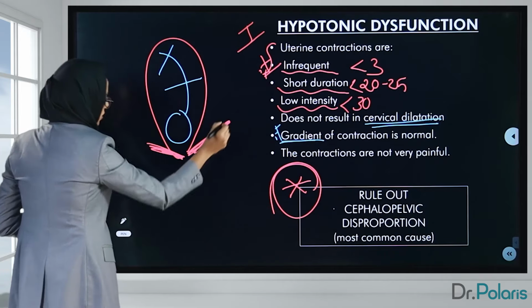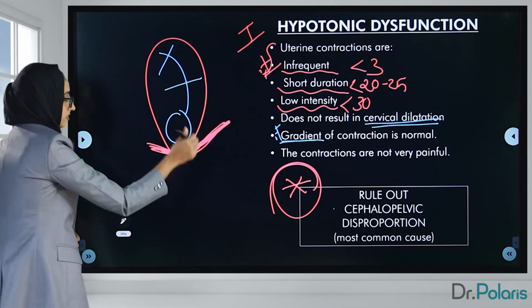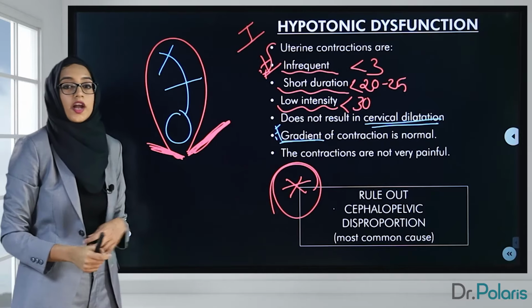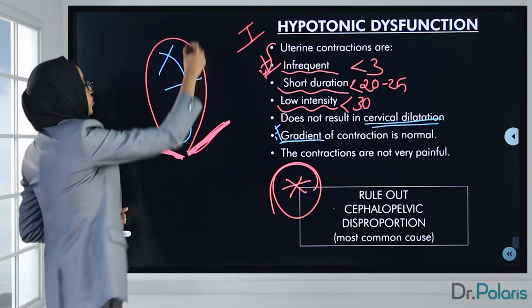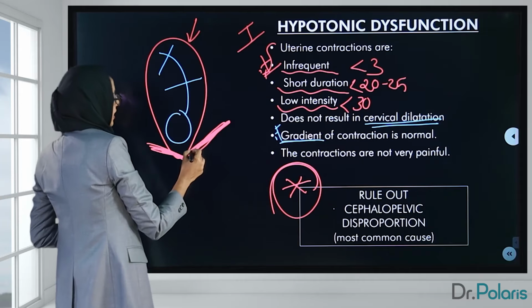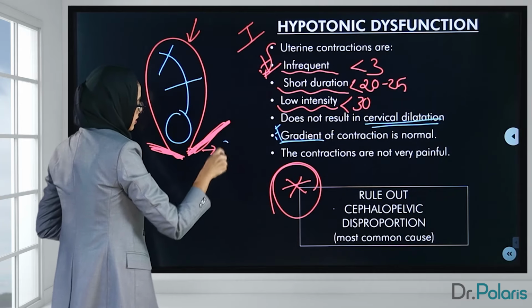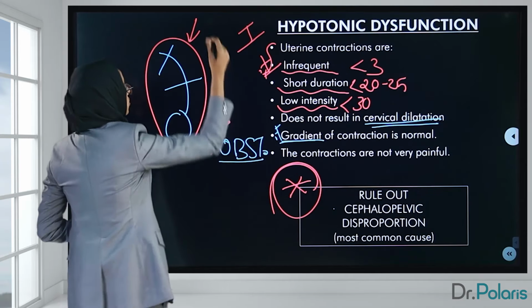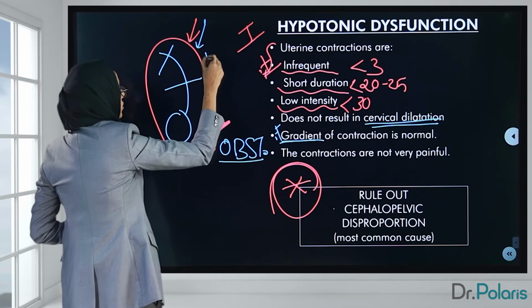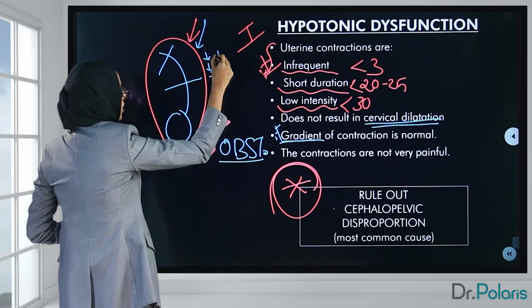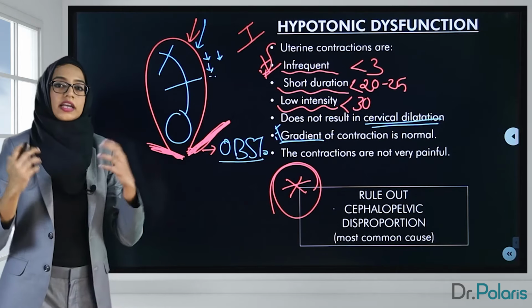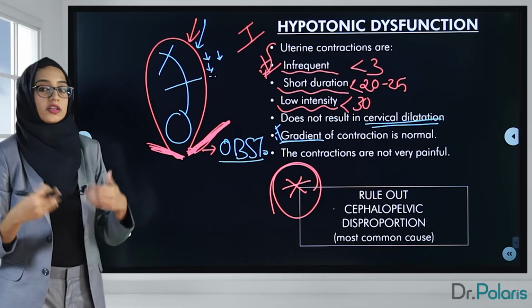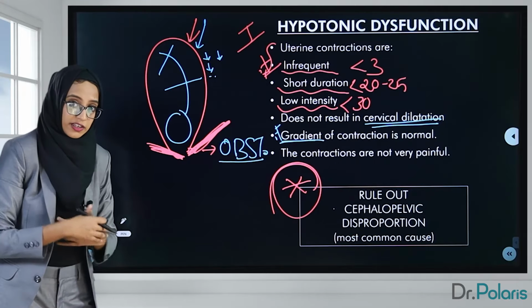There is some disproportion for the baby's head versus the maternal pelvic diameters. Now, because of this, the uterine activity is unable to overcome this obstruction. So what does the uterus do? The uterus is going to reduce its uterine activity because it feels it is unable to overcome this obstruction, and there is no point of the uterus continuously contracting.